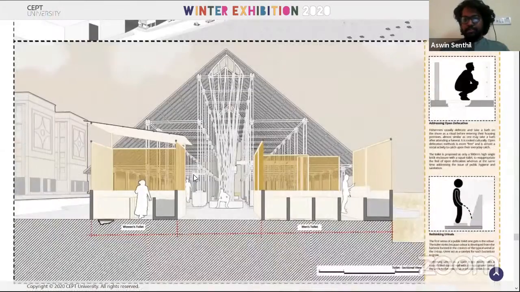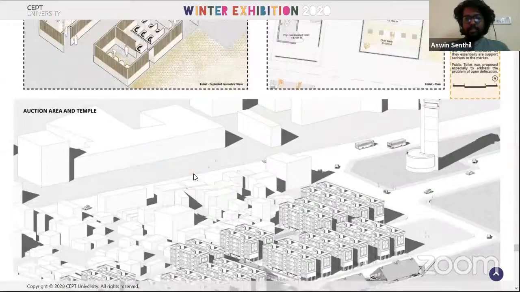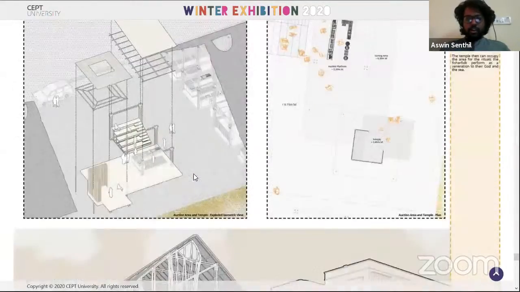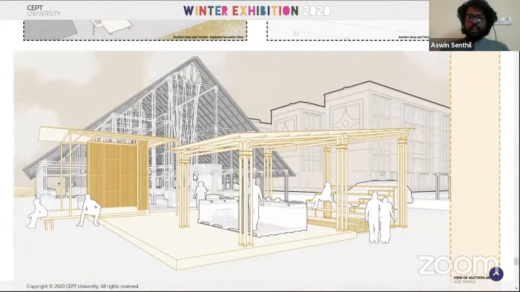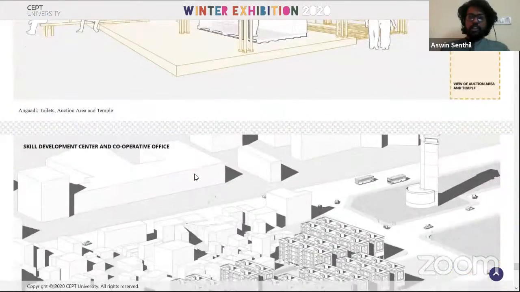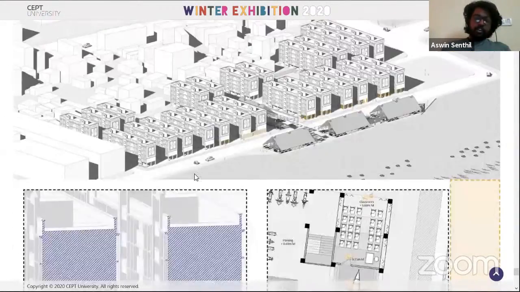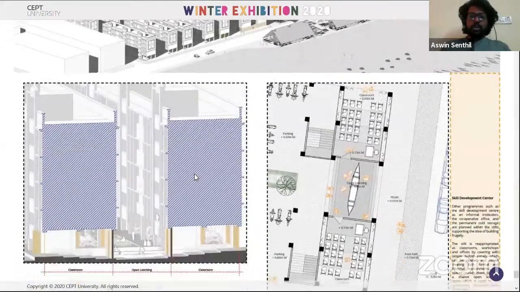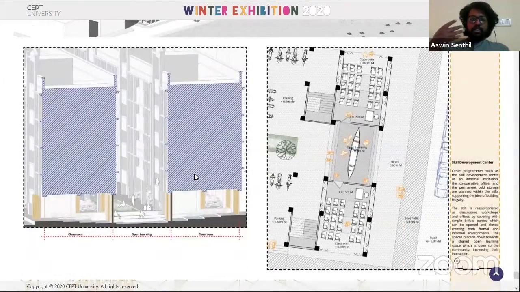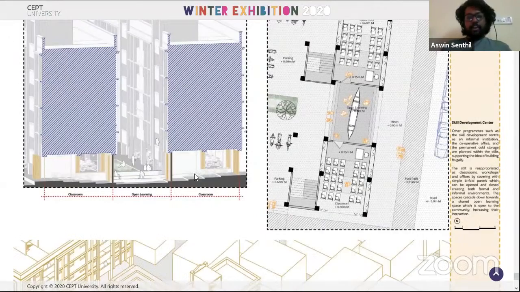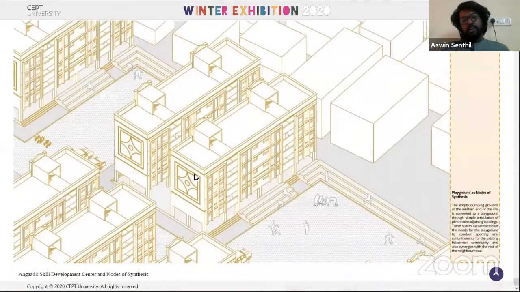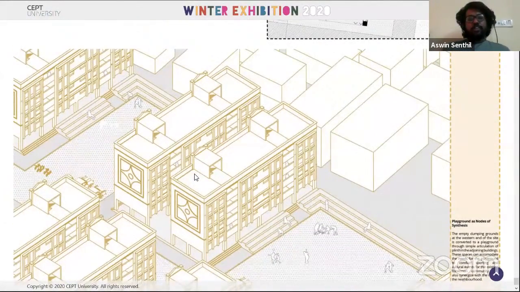About the next one. So the toilets, I was relooking at the toilets where open defecation was addressed, and also I was looking at providing other extra spaces such as auction areas, which would further enforce that the market spaces were legitimized.